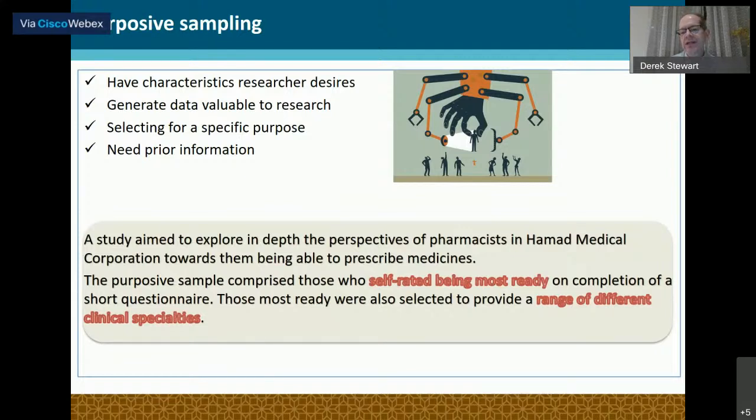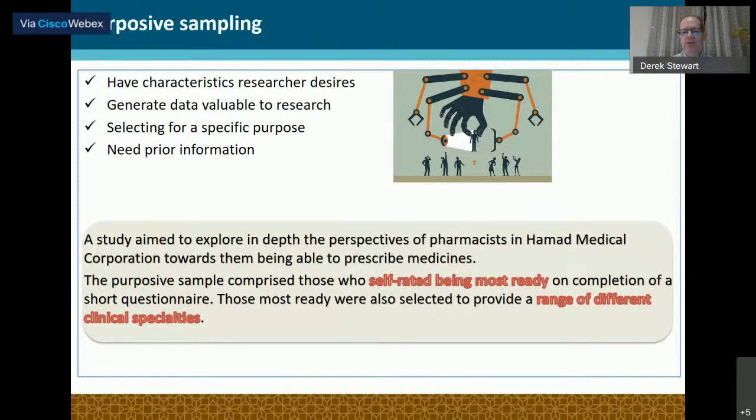So if we want to research a procedure in hospital that's not working, we might look at people who've complained because they are going to give us the most valuable data about why it's not worked. So we're selecting people for a specific purpose, but it does mean that we need to know something about these people. So I've got an example here.